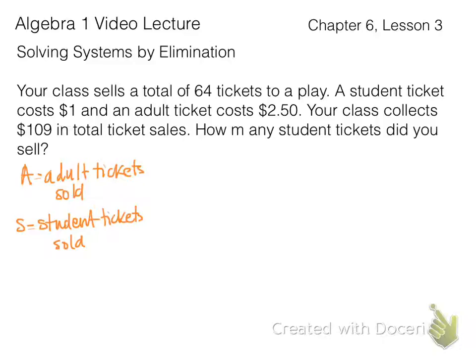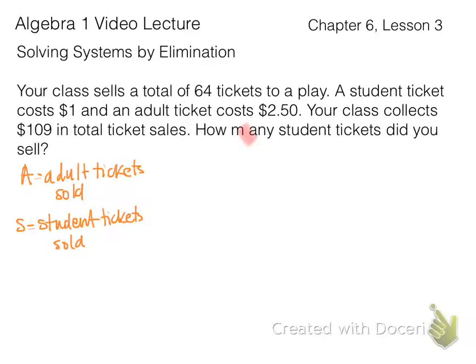Okay, so word problem. Your class sells a total of 64 tickets to a play. A student ticket costs $1, an adult ticket costs $2.50. Your class collects $109 in total ticket sales. How many student tickets did you sell?